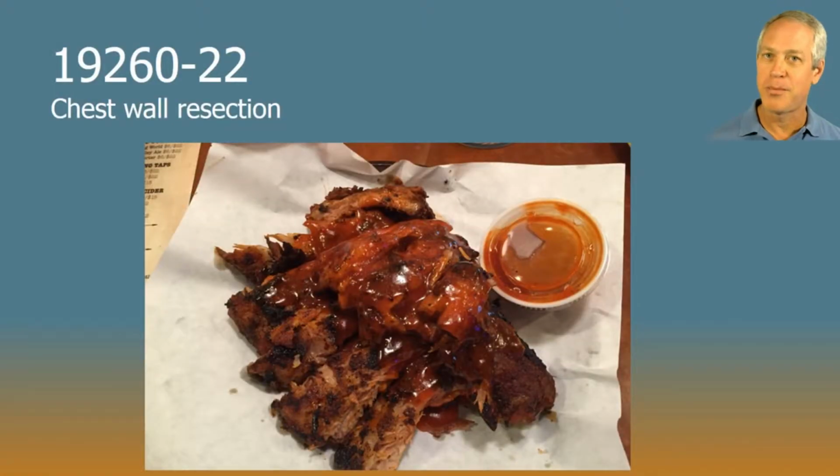And I couldn't stop there. It was fun enough. I had to throw in one more CPT code, 19260. It's chest wall resection. These were some delicious ribs I had in San Diego once, and there were a lot. So it was an unusually difficult procedure to get those down, hence the 22 modifier. So I promise that's the last food I'll have in the presentation.